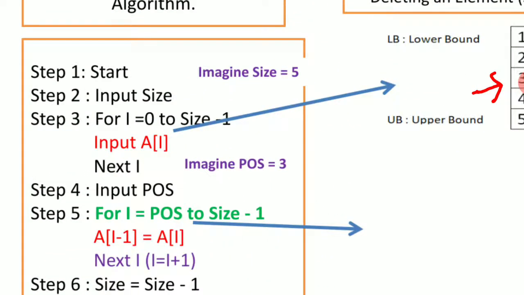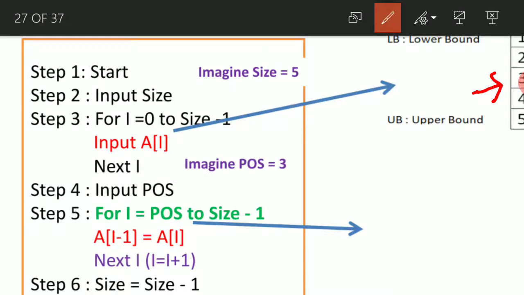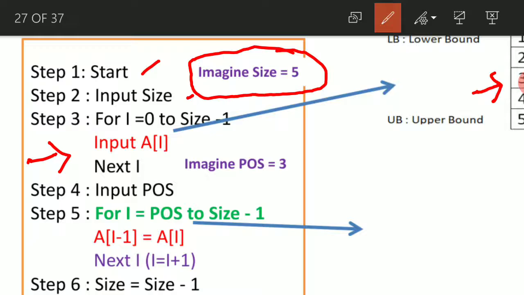This is an algorithm to delete an element from a given array. What is step 1 here? Start. Step 2, input size, and here imagine size equal to 5. Already I have shown an array which has 5 elements. But how is that array inputted? This step 3 is for input. In step 3, we have I equal to 0, running up to size minus 1. Size minus 1 means size is 5, minus 1 is 4.